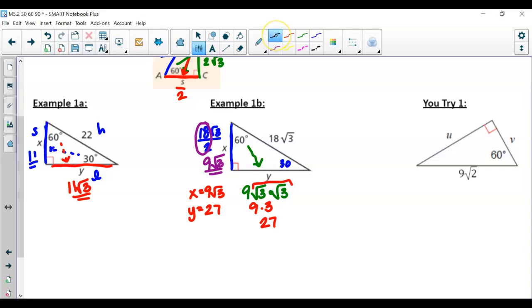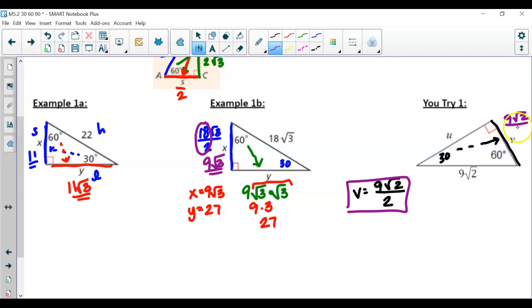And here we go. Again, start with the short leg. Which is that, U or V? V, because this is the short leg, opposite from our 30-degree angle. So our hypotenuse is 9 radical 2, divided by 2. Can we divide 9 by 2 and simplify? No, so you just leave it. This short leg is 9 radical 2 over 2. Just leave it as a fraction.